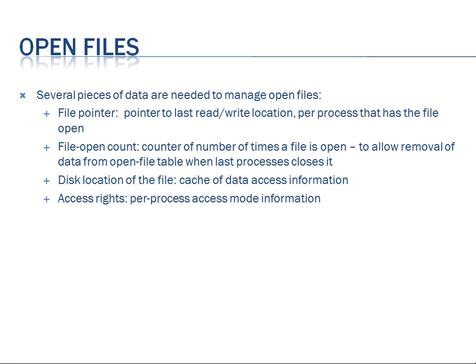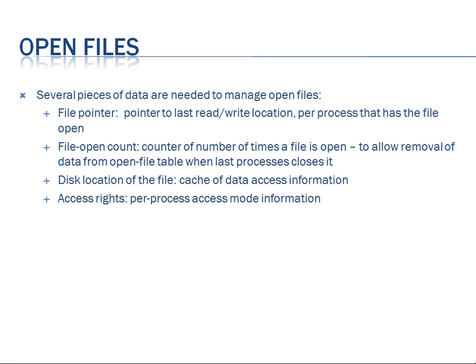Next, disk location of a file. The next information we require here is the disk location of the file. Where is this file located over the disk, over the hard disk? So a cache of data access information is needed here.